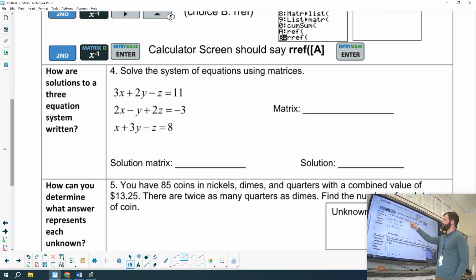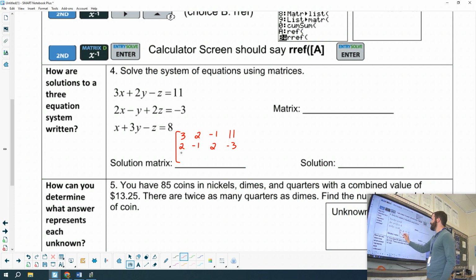We have 3x plus 2y minus z equals 11, 2x minus y plus 2z equals negative 3, and x plus 3y minus z equals 8. Okay? All right, so here we go. Let's run our matrix. Do I need to reorder any of these? No, it's already in the right order. That's good. So we're going to have 3, 2, negative 1, 11, 2, negative 1, 2, negative 3, and 1, 3, negative 1, 8. Okay?